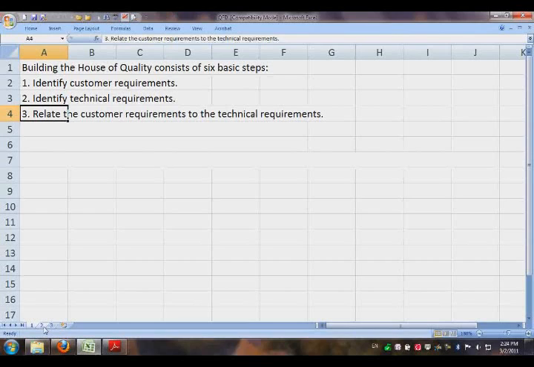Requirement number 4, visual appeal and price. I put a weak relationship here. Visual and size, weak relationship, and the rest is nothing. So now we have set up the relationship between the design features and the customers' requirements. So that's step number 3.